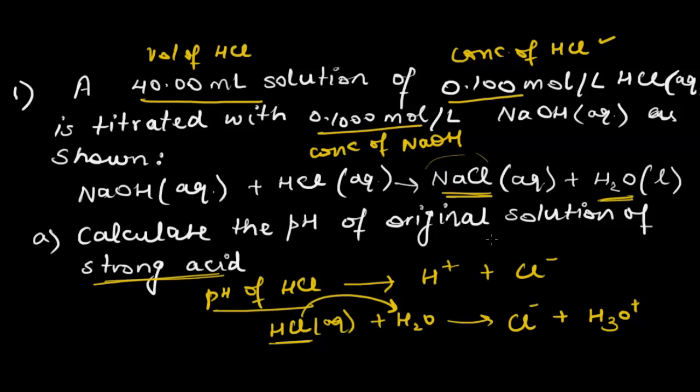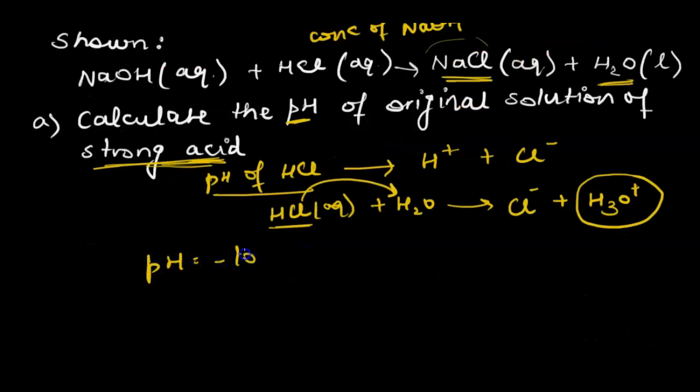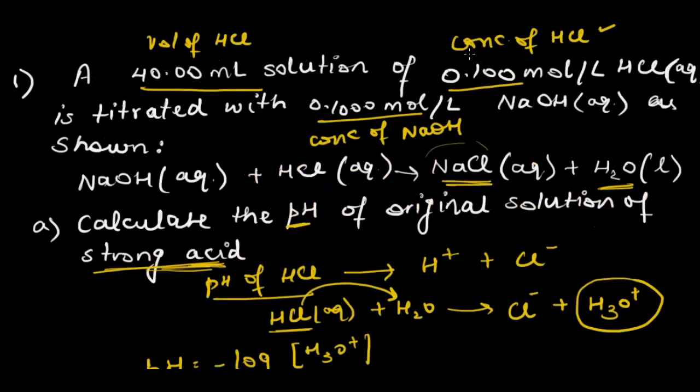Now initially we have not added any base to this acid yet. Since no base has been added, this acid has not yet been diluted with a base. Therefore the entire H3O positive ion concentration is going to play a role in giving the pH of this strong acid. We know the pH formula is the negative logarithm of the H3O positive ion concentration. Now we want to find the concentration of H3O positive ions. We are already given the concentration of HCl, and HCl is a strong acid, therefore it breaks down completely to give H3O positive and Cl negative.